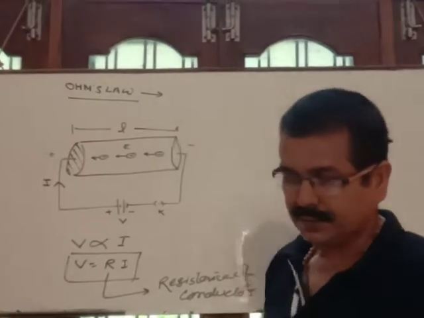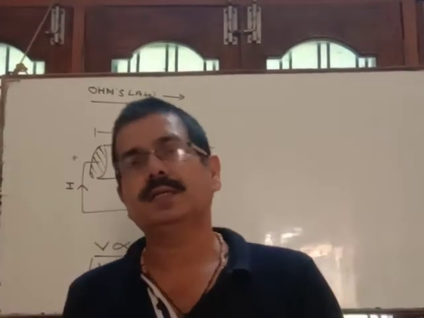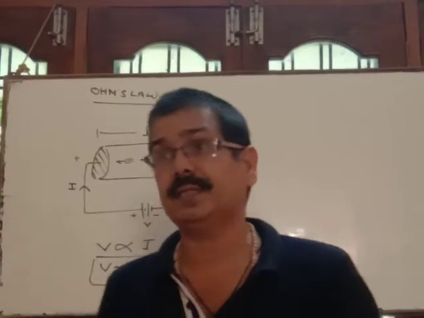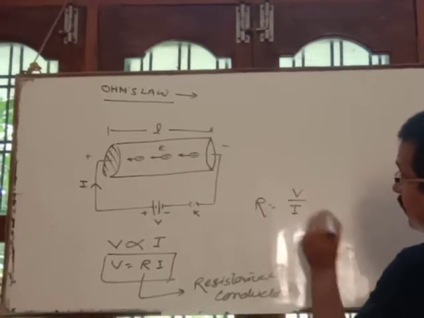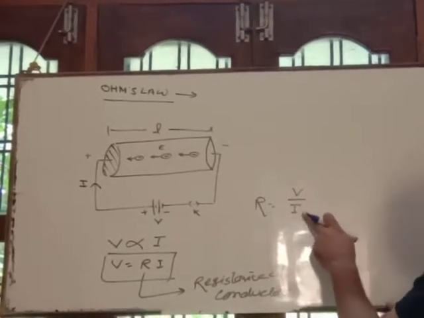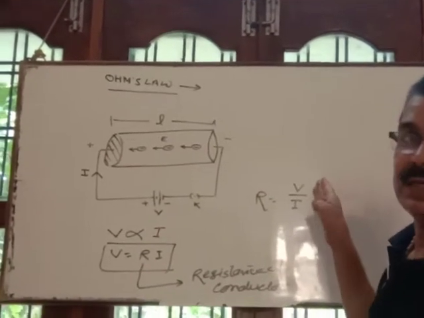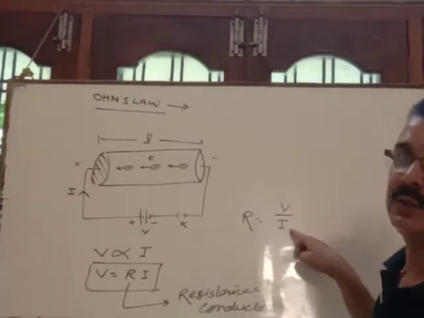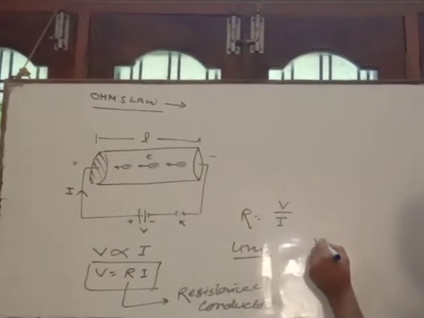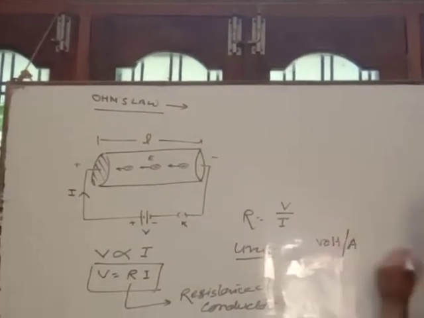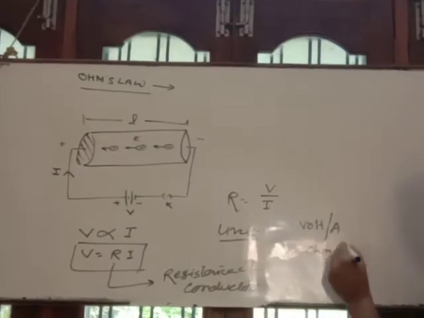The resistance of a conductor means the property by which a conductor resists or opposes the flow of current through it, the flow of charge through it. That is called resistance. Mathematically, it may be defined as R is equal to V upon I. V is the applied voltage, potential difference, and I is the respective current. Resistance of the conductor is the ratio of applied potential difference across the conductor and respective current flowing through it. Its unit is volt per ampere, which is called ohm. OHM, it is omega.